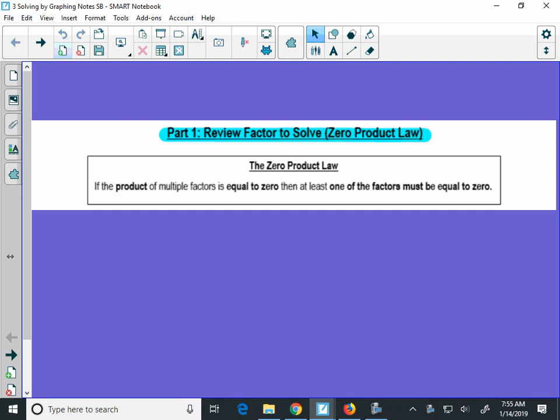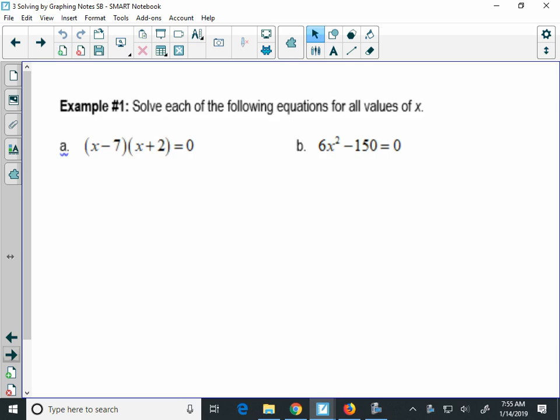Remember, the zero product law says that if you're multiplying two things together, two numbers, two factors, and the two things you're multiplying equals 0, then one or both of those things that you multiply has to equal 0. And we use the zero product law here when we are solving quadratics by factoring.